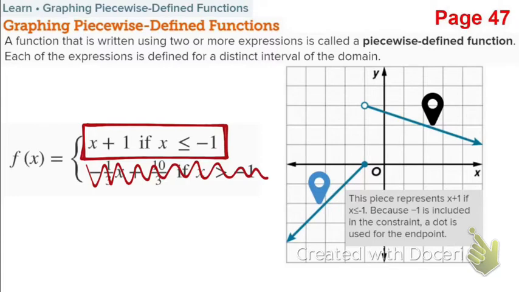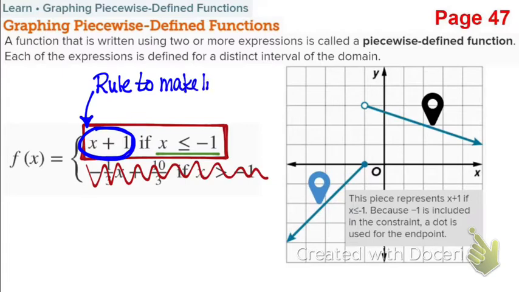There's a couple pieces in here. I have this part right here, and then I have if and an inequality. Do you guys see those two parts? Yes? No? Okay. The part that I circled in blue, this is the rule. This is where the actual graph comes from. Rule to make the line. And it gives me my slope and my y-intercept.